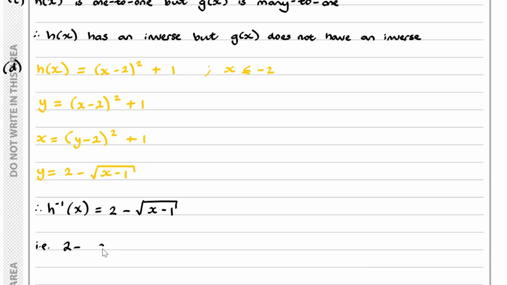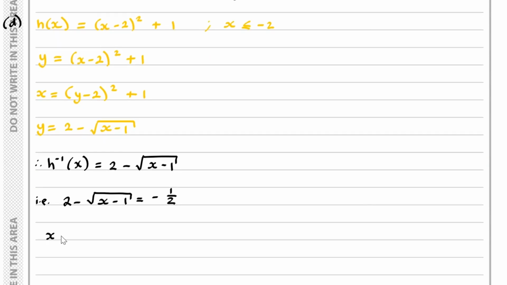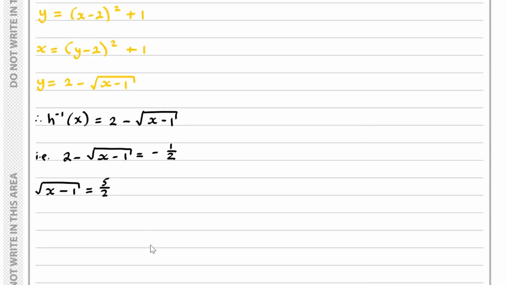So we have 2 minus the square root of x - 1, that's equal to minus 1/2. So we have x - 1 square rooted, that's equal to 5/2. x - 1, that's equal to 25/4, and therefore x, that's equal to 29/4.